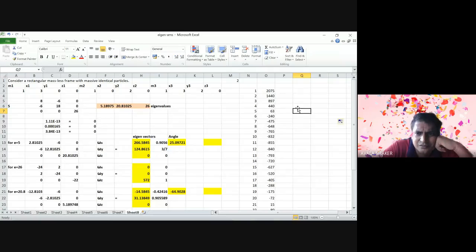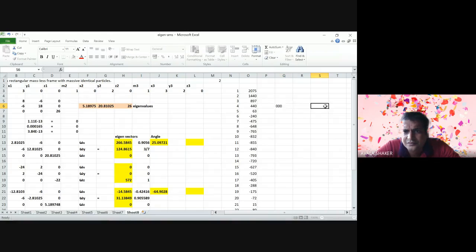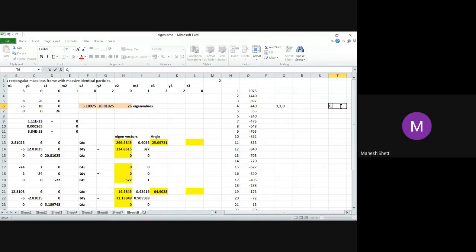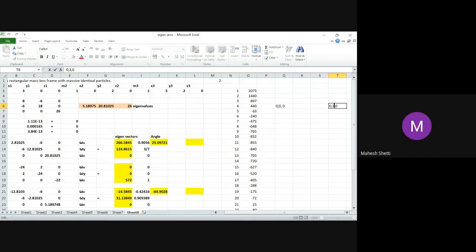Let's say this is 0, 0, 0. The other one is 0, 3, 0, no, the x coordinate is 3. Sorry, this is 3, 0, 0.